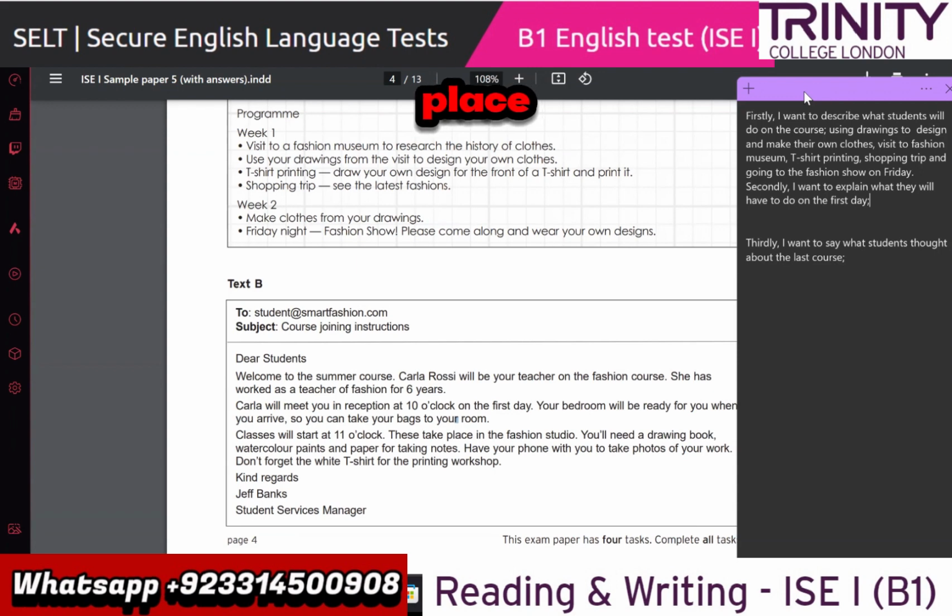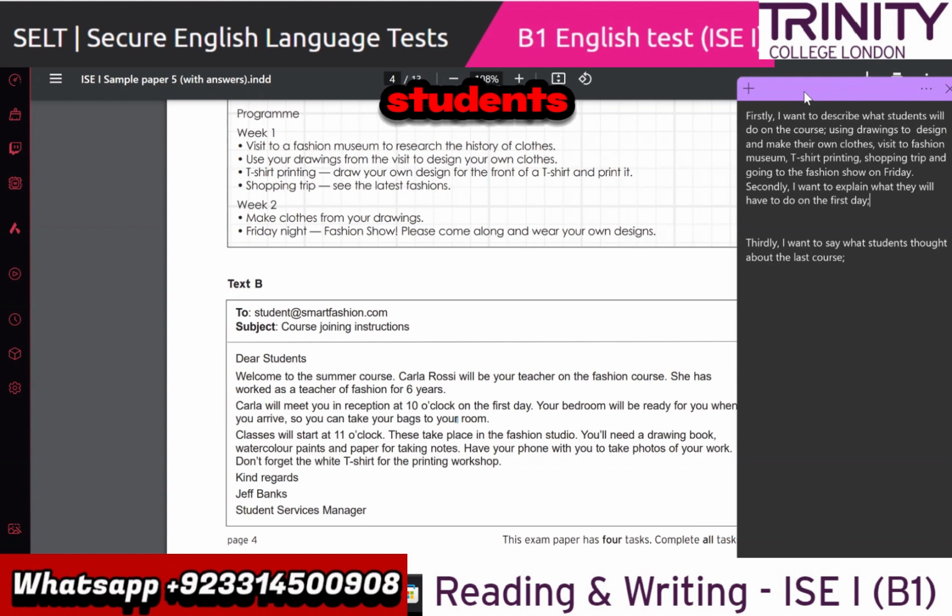These take place in the fashion studio. You will need a drawing book, watercolor paints, and paper for taking notes. Have your phone with you. Take photos of your work. Don't forget the white T-shirt for the printing workshop. Kind regards, Jeff Banks, Student Service Manager.